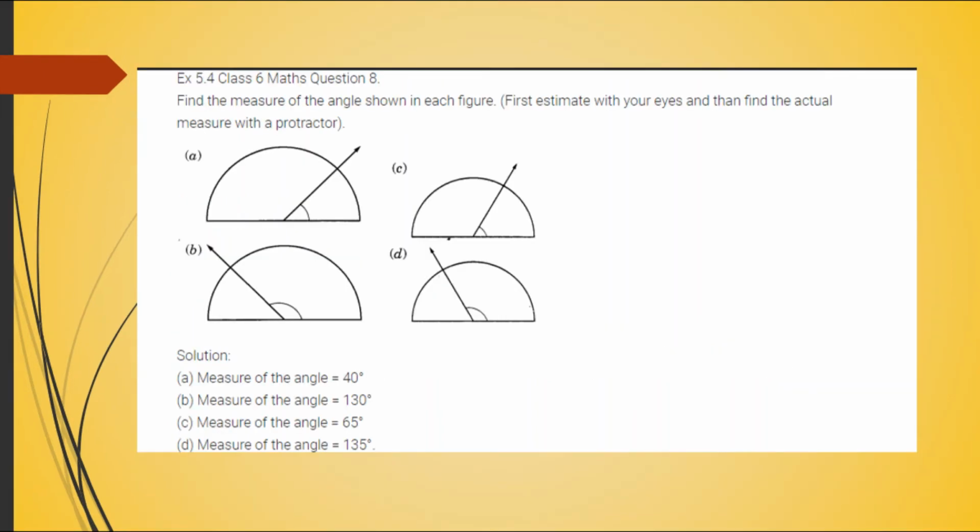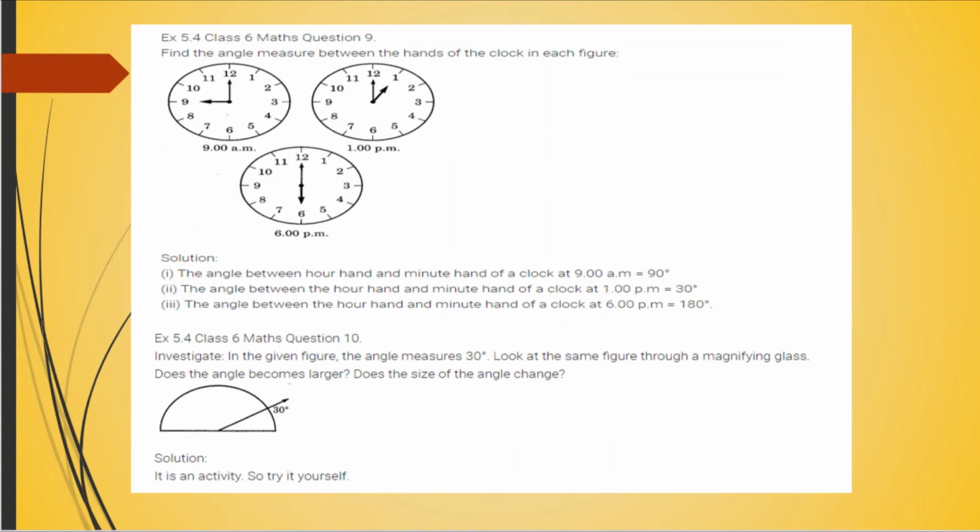when the sum of the measures of two angles is that of a straight angle, one of them is acute and the other should be obtuse. Moving to question number 8, find the measure of the angles in each figure. So in this you can use your protractor to measure the actual value and then write it.